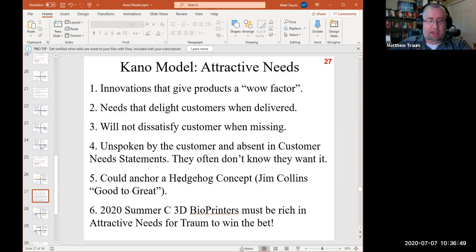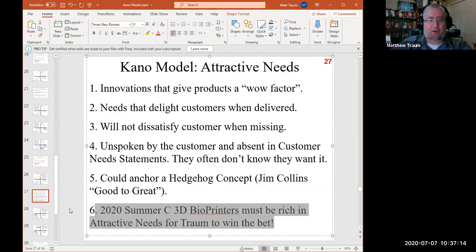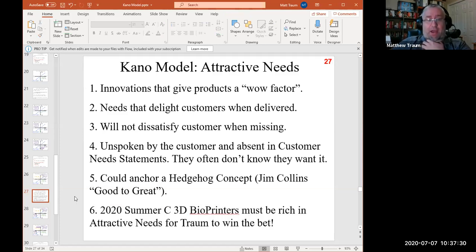Those are the three circles of the hedgehog concept. I think that is the winning combination to get your designs into Mech 3, even though there's already products in that space. So to me, this is the thing that I really want you guys to be thinking about, is how you can come up with attractive needs that are also hedgehog concepts. And so this is basically what I've been saying all along, is that for 2020 summer, the 3D bioprinters must be rich in attractive needs for Trom to win the bet, right? For me to convince, and for you guys to convince Dr. Nimi that he's going to want to adopt some of your designs moving forward for Mech 3.